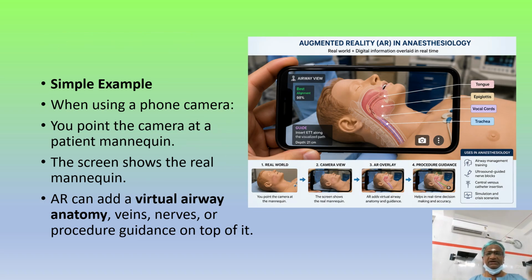Now you simply see, you are seeing a phone camera. When you point the camera at the patient mannequin, the mannequin is seen and AR adds the airway, the sinuses, veins, nerves. This is what is called augmented reality. So you are seeing the phone camera, you should see only the mannequin. Now you added an AR. So this shows your airway.